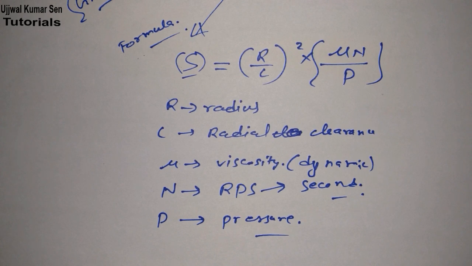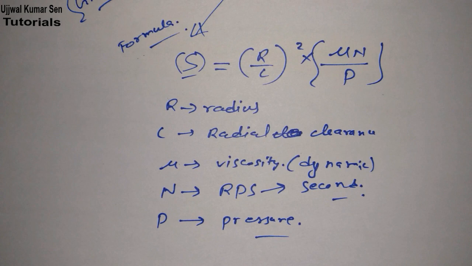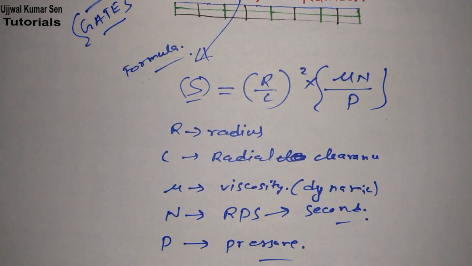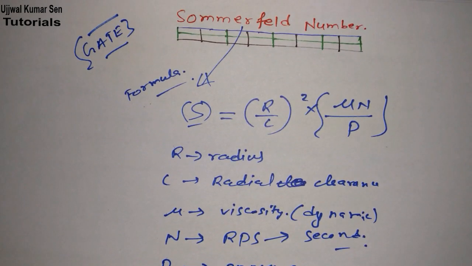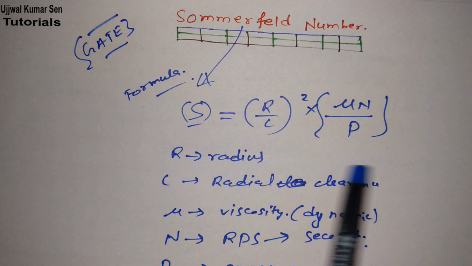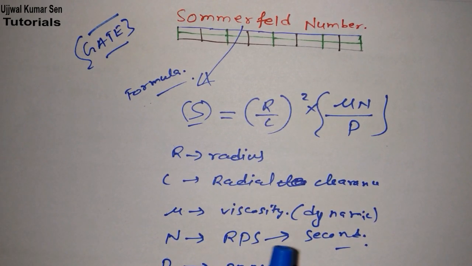So this is all about the Sommerfeld number. Within 2 minutes you came to know what Sommerfeld number is and the formula for finding it. One more thing, this number is unitless. As the name says, Sommerfeld number is a number, and a number is always unitless. 1, 2, 3, 4 don't have any units, so Sommerfeld number is dimensionless. We put the values in this formula according to the question and we get the answer.